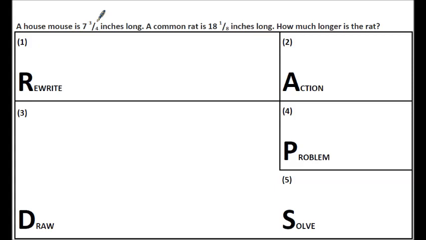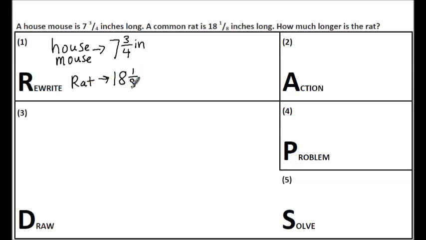A house mouse is 7 3/4 inches long. So that is some important information. I'm going to rewrite that important information. House mouse, 7 3/4 inches. And a common rat is 18 1/8 inches long. That's another number that's probably important, so I'm going to rewrite that information. So the rat is 18 1/8 inches.